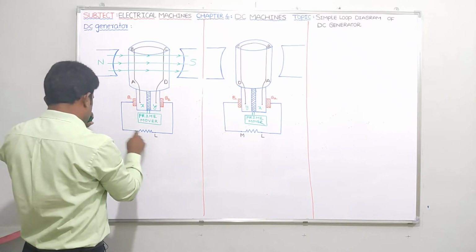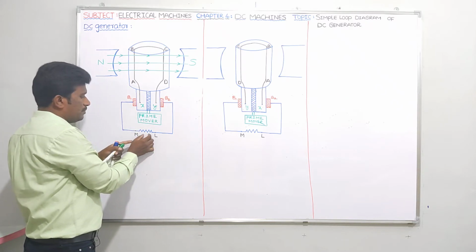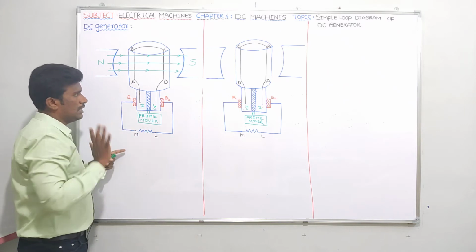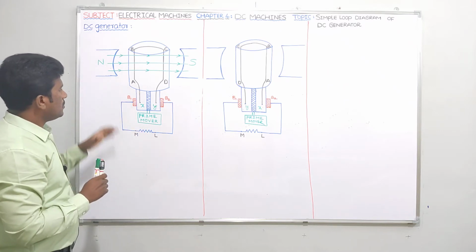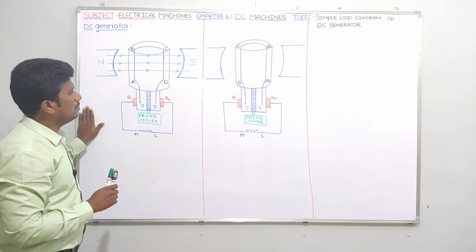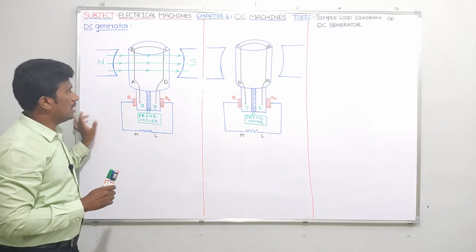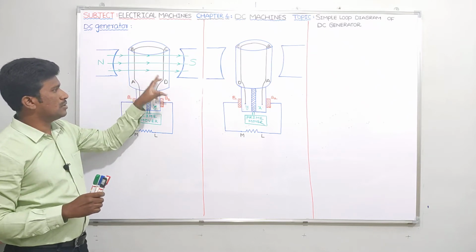And here I connected some load. I had taken a simple resistive load, and I had given numbers like M and L. Now let us see, in this case, how EMF will be induced, and what is the direction of EMF or current induced in AB conductor and CD conductor, all those things we'll see.